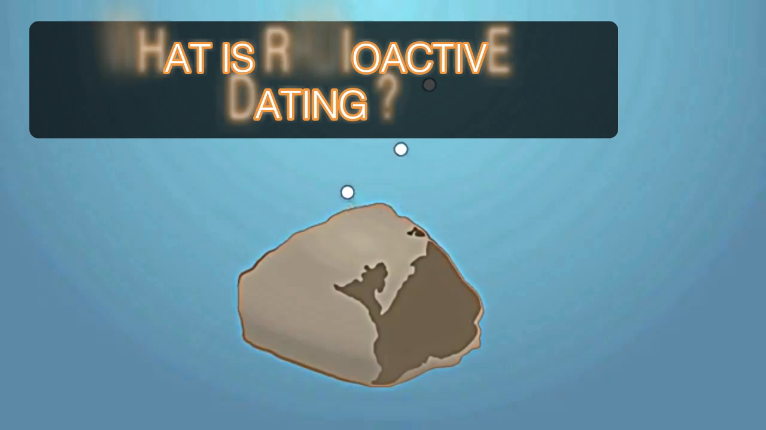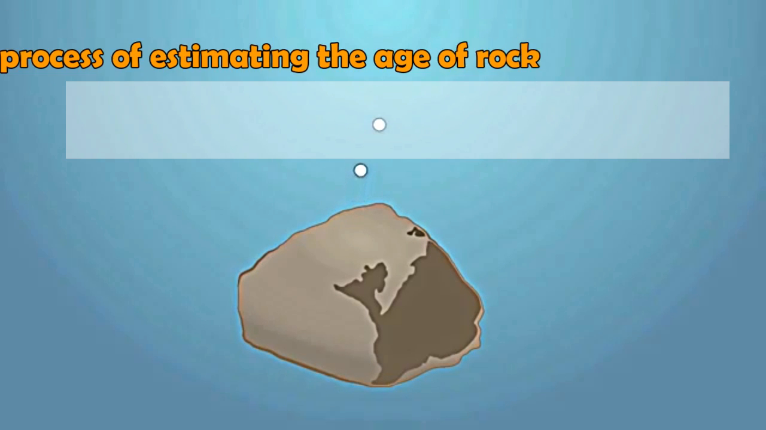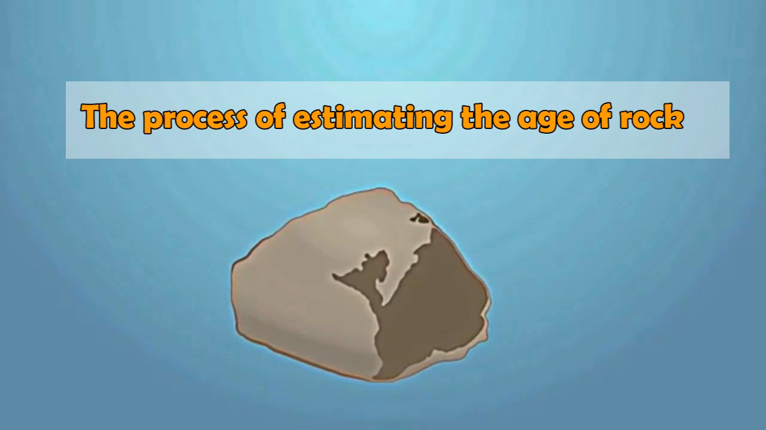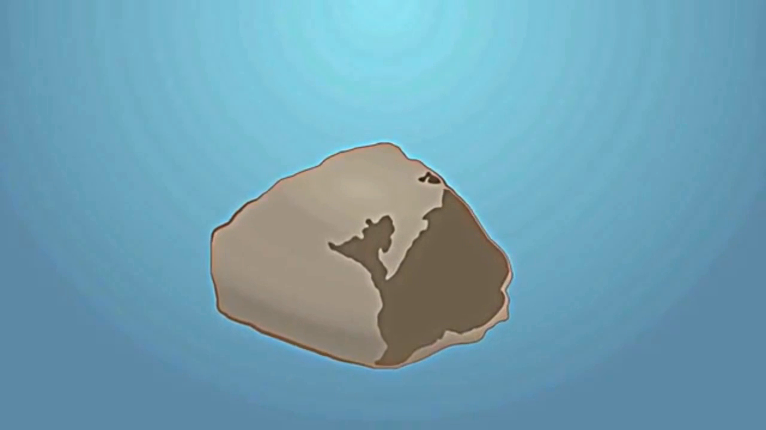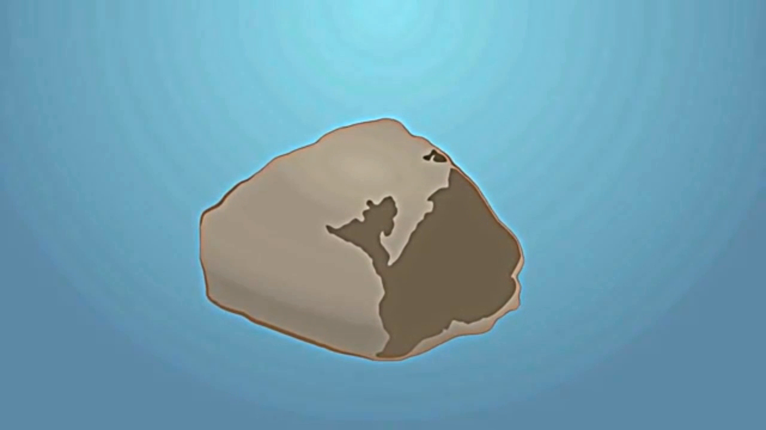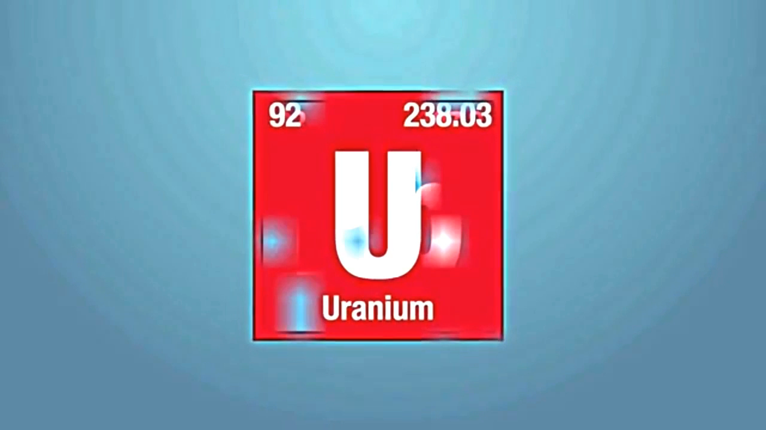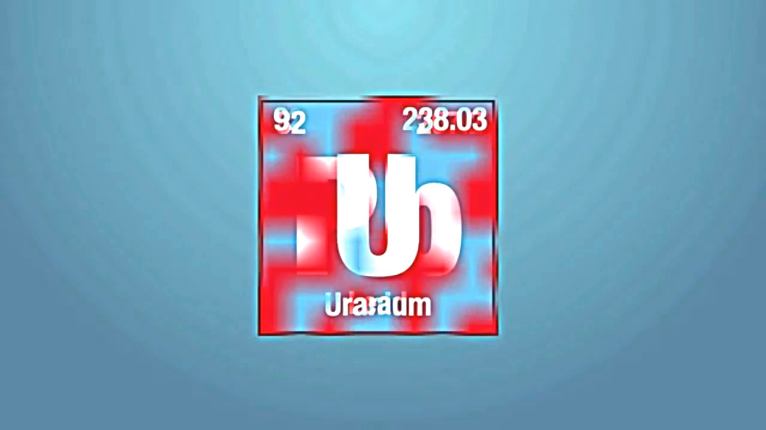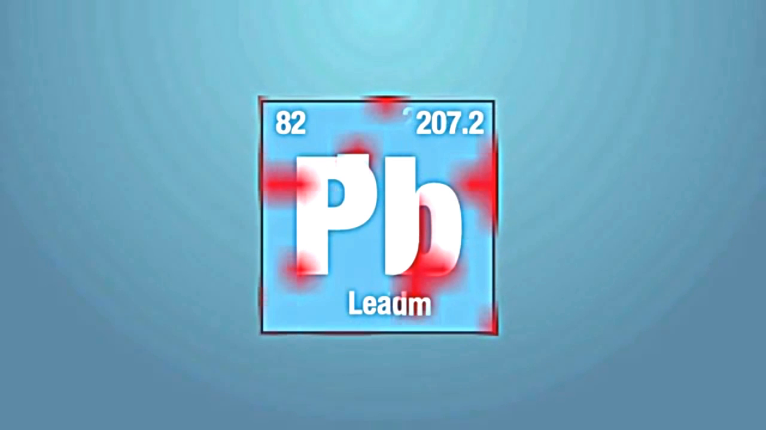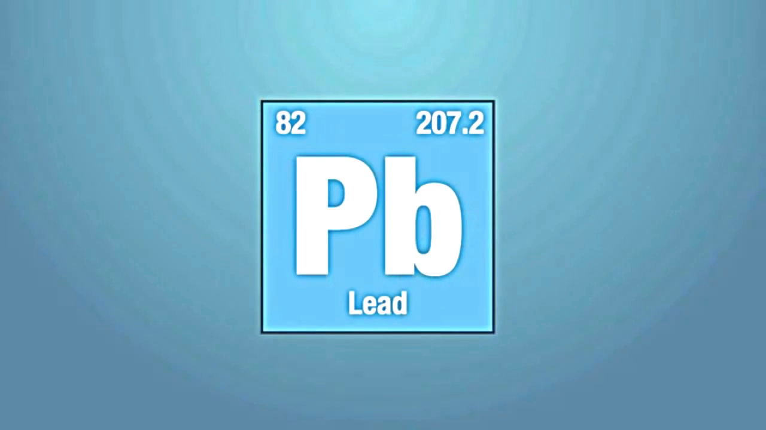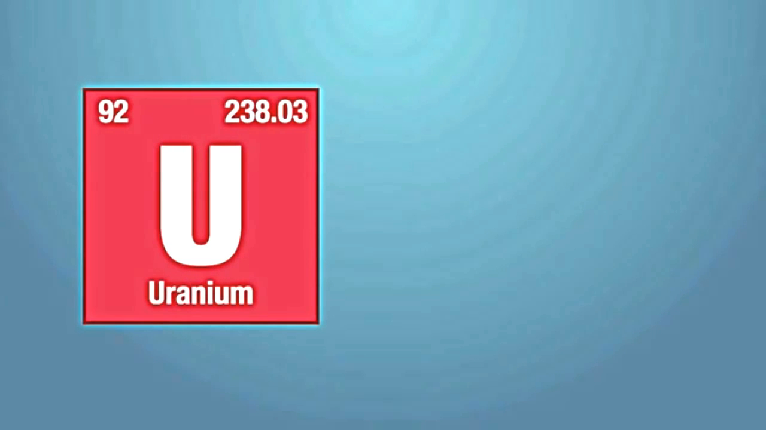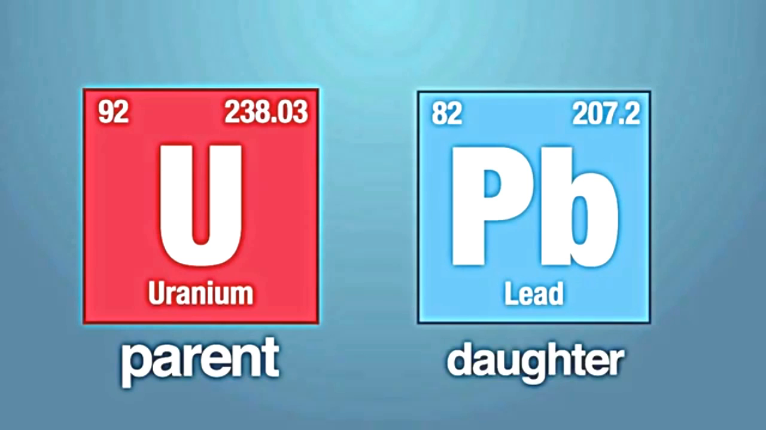Radioactive dating is the process of estimating the age of rock based on the decay of radioactive elements in them. Basically, there are certain kinds of atoms in nature that are unstable and spontaneously decay to other kinds of atoms. For instance, uranium radioactively decays through a series of steps until it becomes the stable element called lead. The original element is called the parent element, and the end result is called the daughter element.